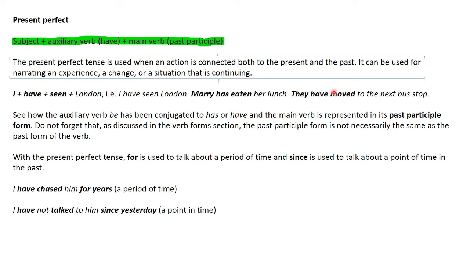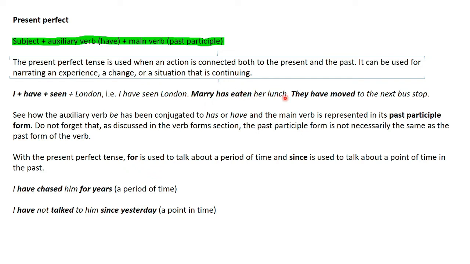See how this event is connected both to the present and the past. They were not at the bus stop in the past, but then they moved to the next bus stop. This is the next bus stop. So this is something connected both to the past and the present. See how all of these examples show how these events were connected both to the past and the present.